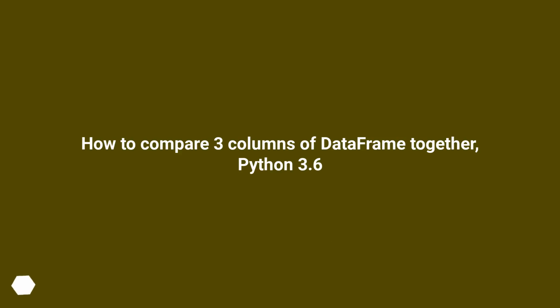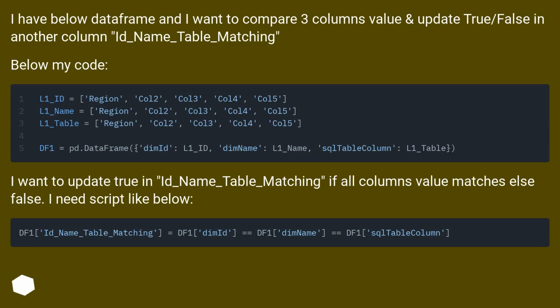How to compare 3 columns of DataFrame together, Python 3.6. I have the below DataFrame and I want to compare 3 columns' values and update true/false in another column, _name_table_matching. Below is my code.